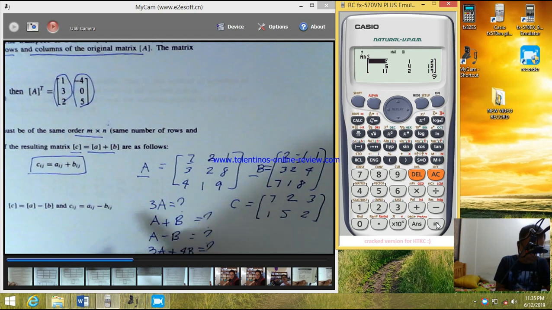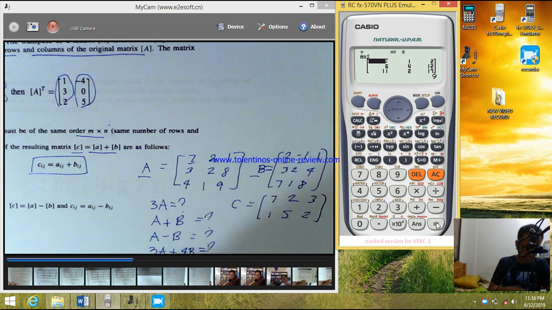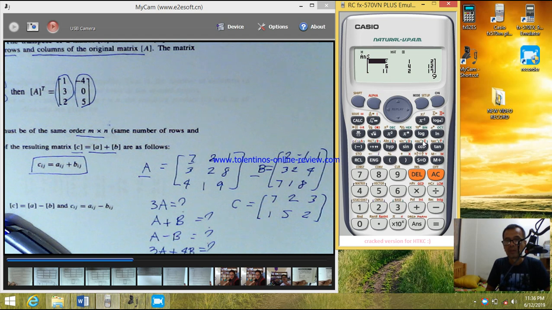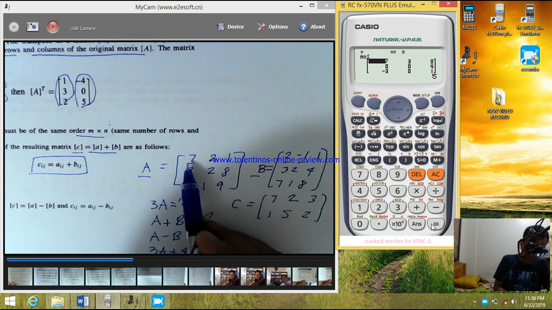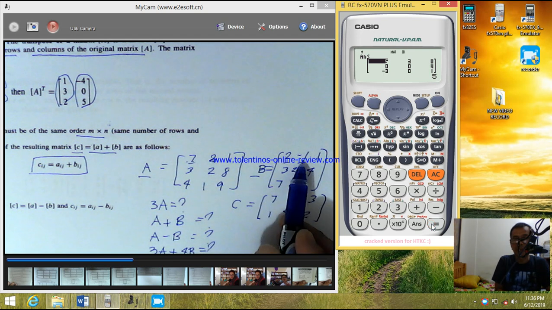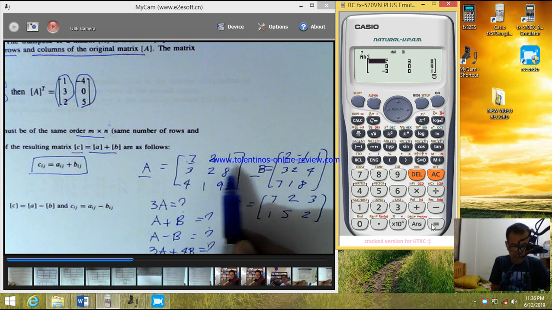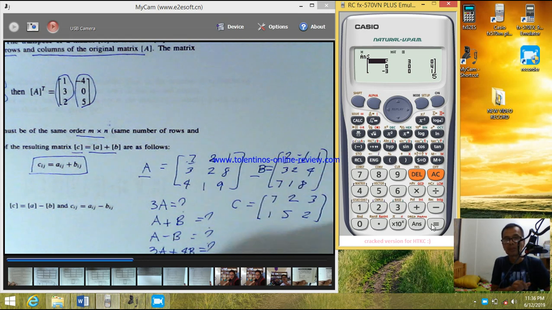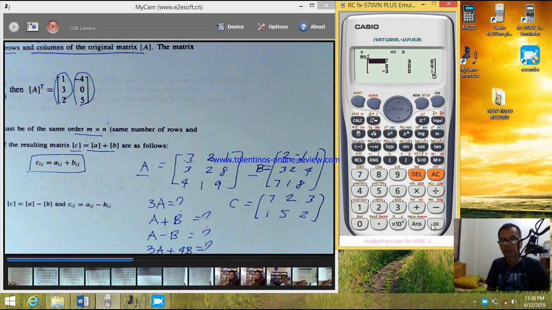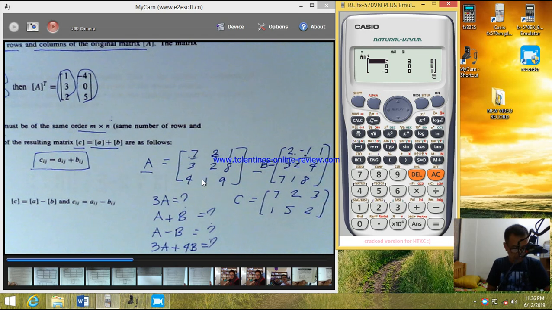Now, yung subtraction naman, edi subtract mo lang. Okay, shift 4, 3, minus shift 4, 4. Subtract mo lang. Yan, 7 minus 2, 5. 2 minus minus 1 is 3. 1 minus minus 1 is 0. That's subtraction.